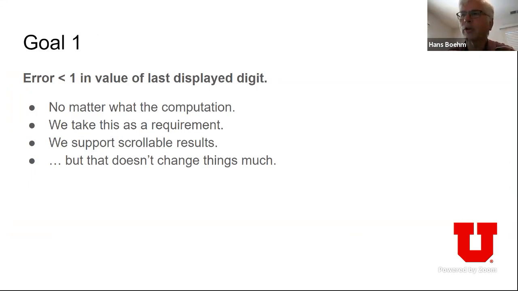What we want for calculator arithmetic, as our first goal, is that we always want the result to be accurate. We want an error of less than 1 in the last displayed digit, no matter what the computation. We take this as an absolute requirement. It turns out that once you do this, that has some other nice consequences. You can also get scrollable results, as you'll see here, hopefully, if the technology cooperates.